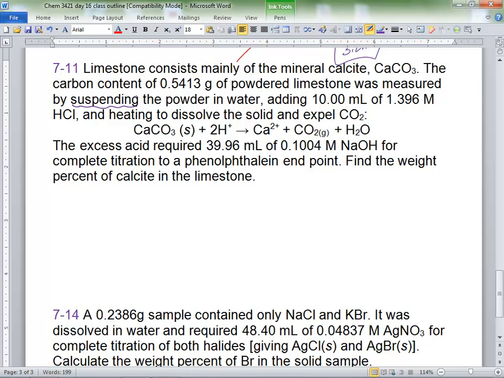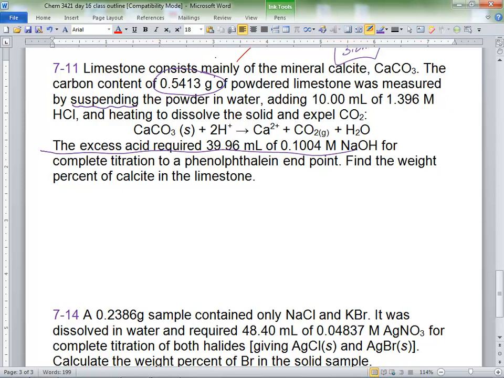Adding 10 mils of 1.396 molar HCl and heating to dissolve the solid and expel CO2. So the excess acid required 39.96. Now this is where it's a real applicable question, because you add this solid, the stuff doesn't dissolve. So if you want to just imagine if you want to do this careful and do a titration, right? What they did, they literally dumped in, I don't know why they picked such a weird number, 39.96. Just dump it in, right? They wanted excess. They dumped in a lot, just a known amount.